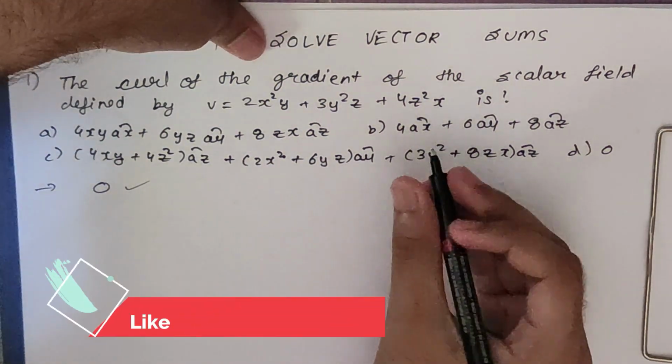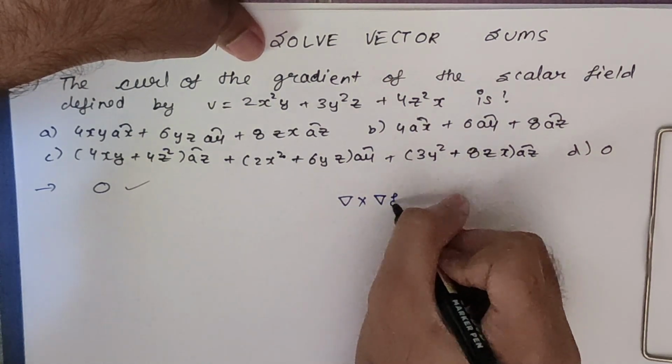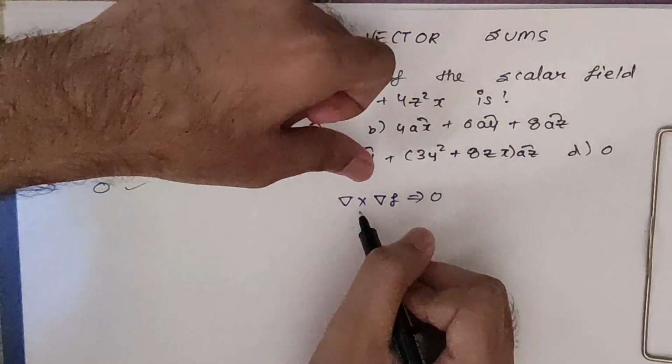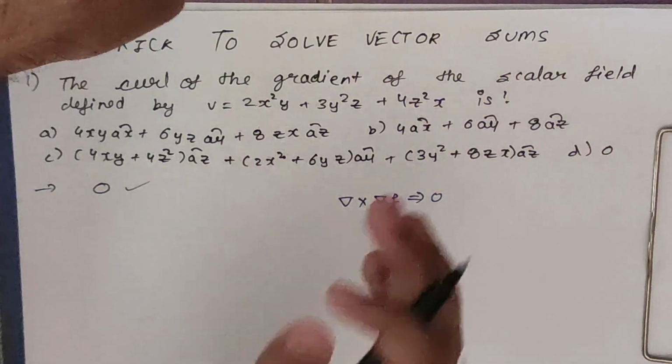So the trick is we have to use the identity, that is del cross del f is equal to 0. Basically, curl of any gradient is 0. This type of identities we know but we tend to forget.